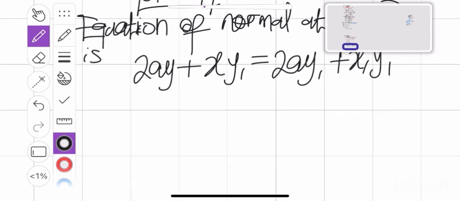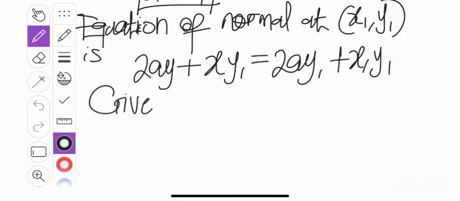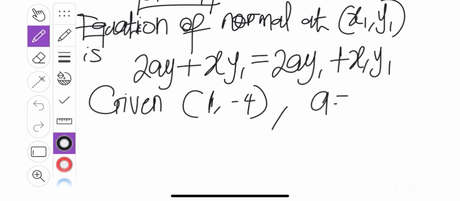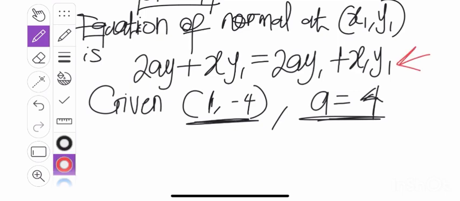So all we have to do is to plug in the values we already have. The coordinates we're given are 1 comma minus 4, and we already have a equal to 4. So we're going to plug these values into the equation of normal. Mind you, the coordinates represent x1, y1. So 2 into a. What's our a? Our a is 4.